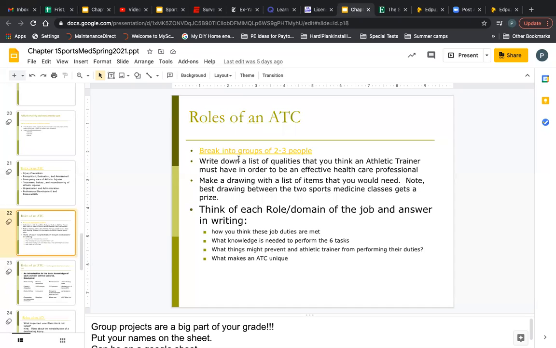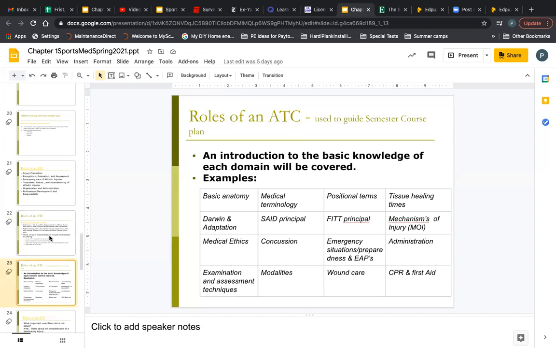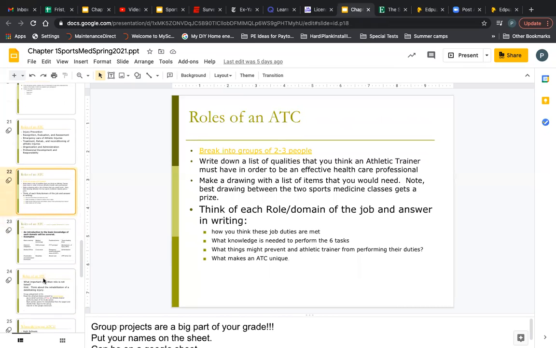So then I was going to have you think of each role or domain of the athletic trainer up here, and then write down, think of each job role domain of the job and answer in writing how you think these job duties are met. Well, Jennifer Zuba is going to tell you here later, so we're not going to do that.